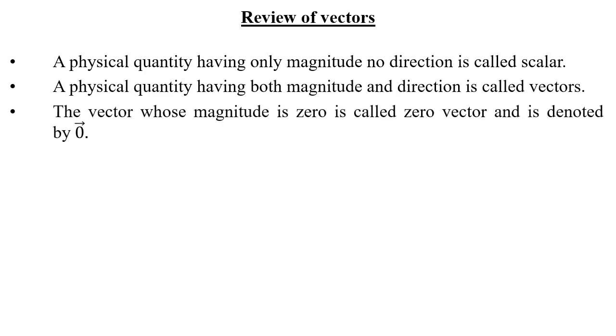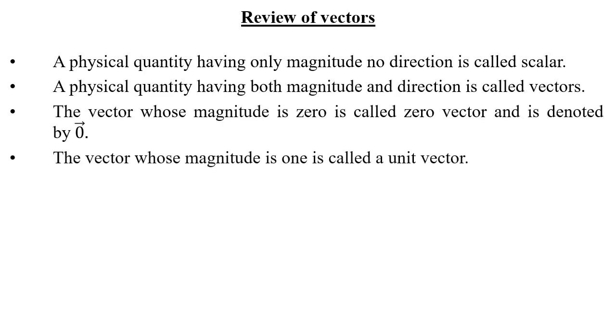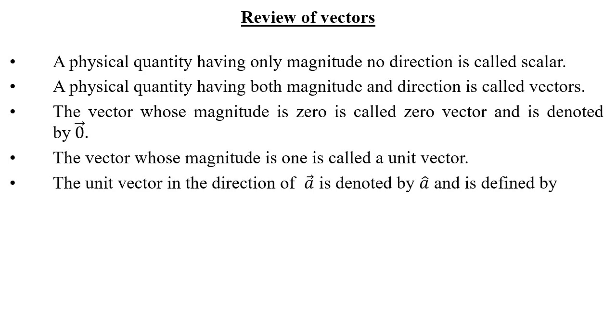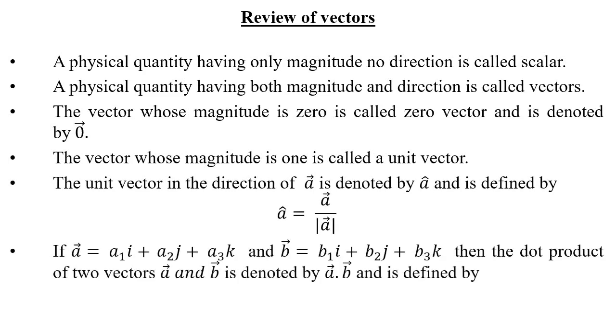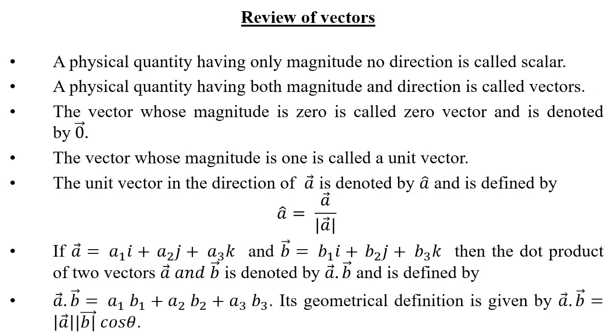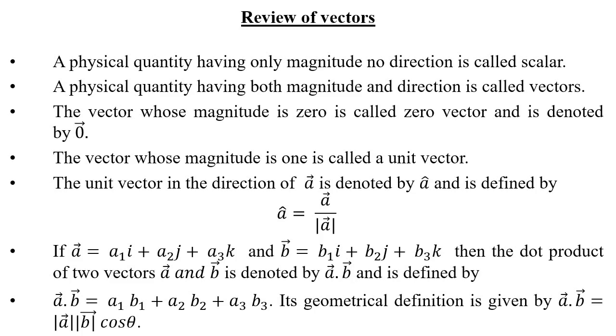Then what is a zero vector? A vector whose magnitude is zero is called a zero vector. Then a unit vector means a vector whose magnitude is 1. The unit vector in the direction of A is denoted by A cap and it is defined by vector A divided by its magnitude. This is the unit vector in the direction of vector A, A cap.